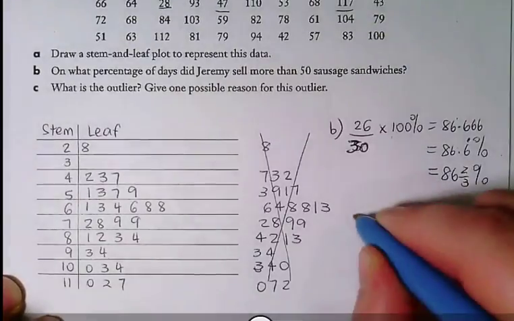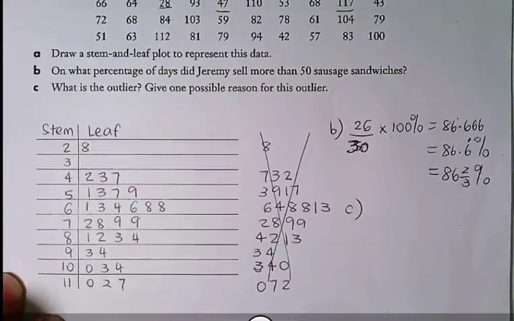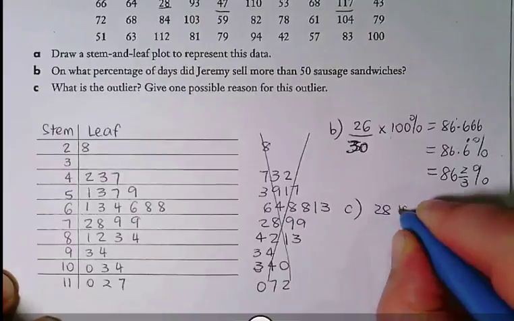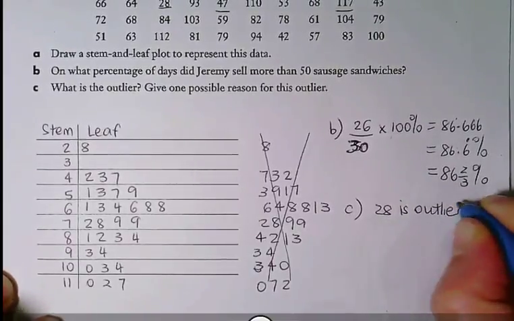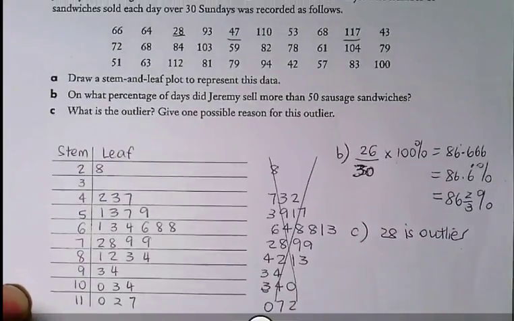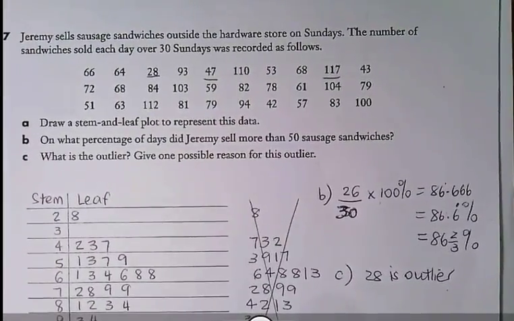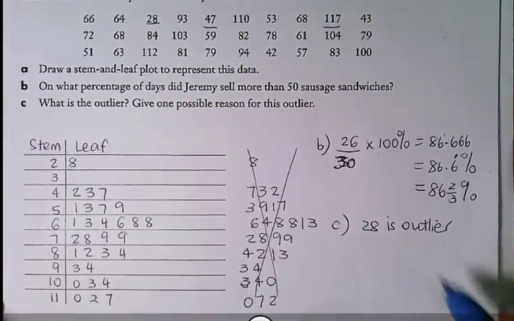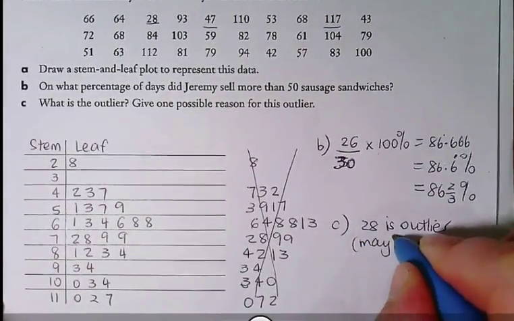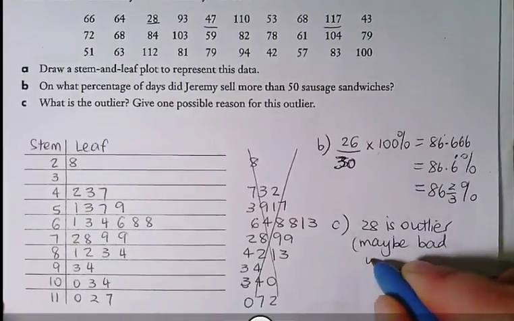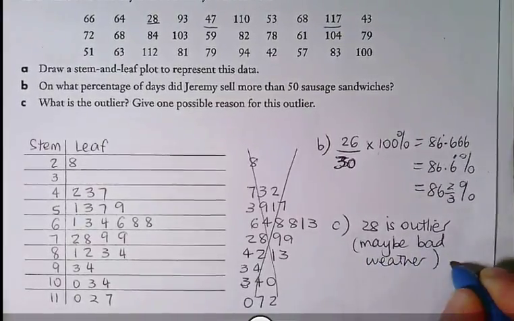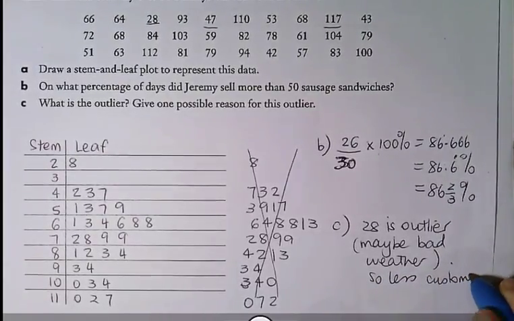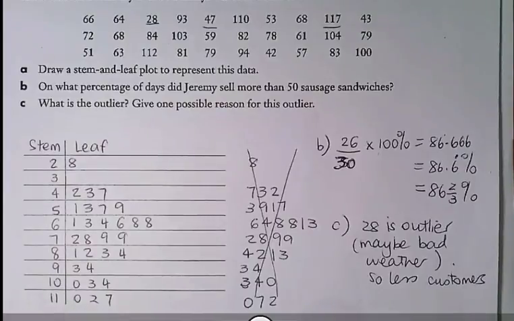Okay? And part C, what is the outlier? And give a possible reason. Well, 28 is the outlier. And what's the reason? Jeremy sells sausage sandwiches. Maybe it was bad weather on that day, so fewer customers. Okay, all right, that's the end of question 7.